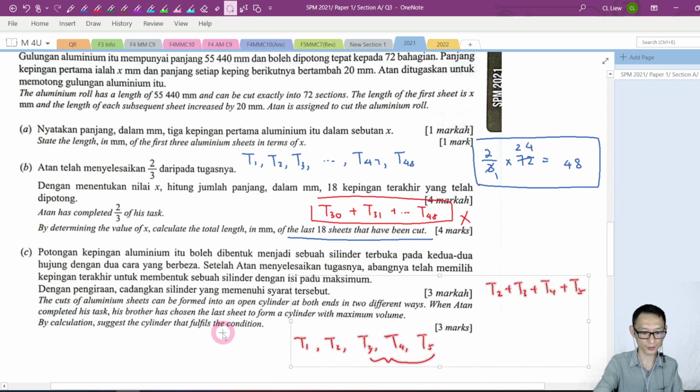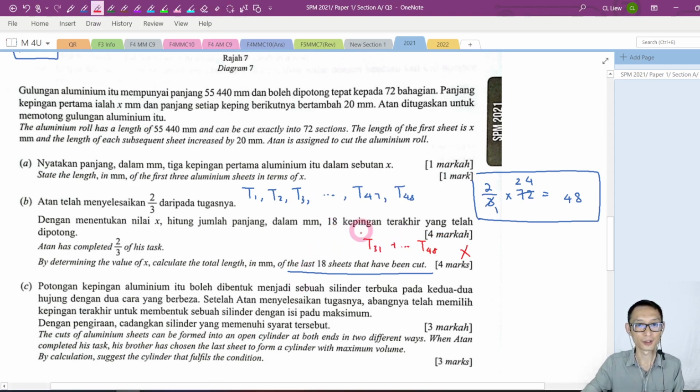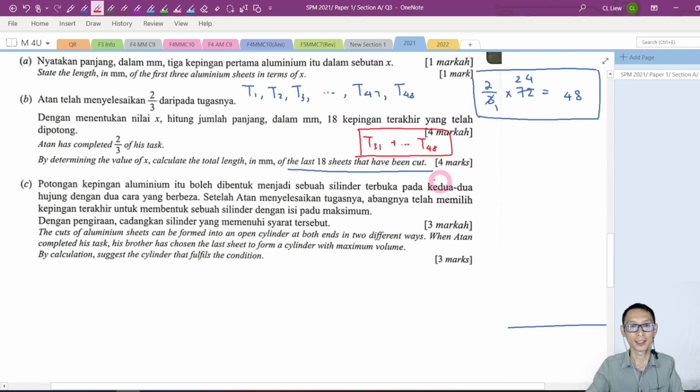So we don't want the 30th term. We take 48 minus 18, which gives us 30, plus 1. We have to add 1. Okay, you try to count using your finger: 31st until 48, there are 18 terms. Okay, so I want to find the total length here. How do we find the total length? Let me find T31 first.